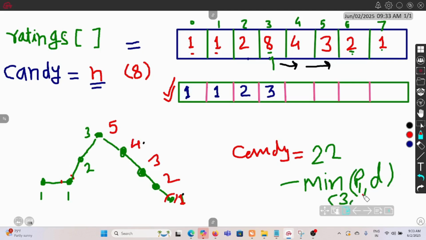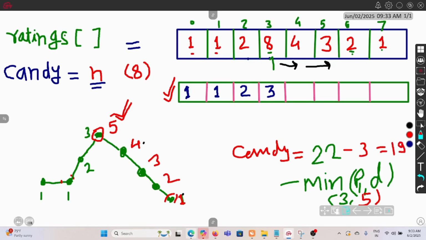So 3 and 5. Which one is smaller? 3 is smaller. Because we are going with 5 as the Candy given to this common point, we have to remove 5 minus 3, the minimum of these two depths. It could be either peak greater or downward depth greater, right? So we are making 22 minus 3. So it would give us 19. So 19 would be our answer.